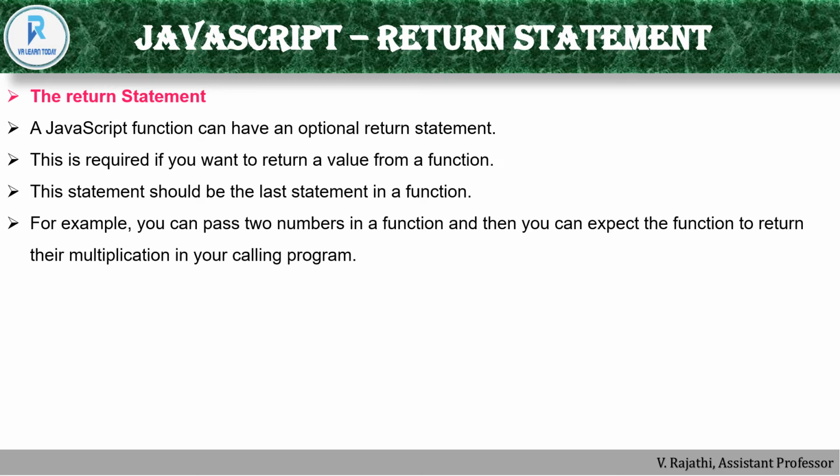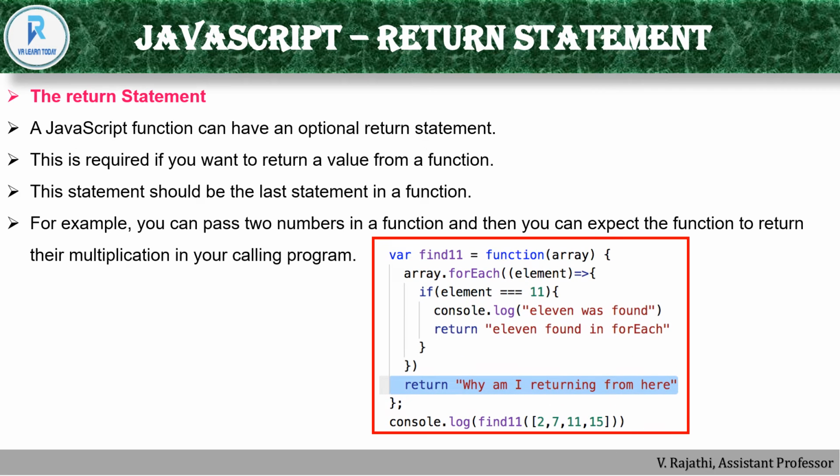Next, the final one is the return statement. A JavaScript function can have an optional return statement. This is required if you want to return any value from the function. This statement should be the last statement in a function. For example, you can pass two numbers to a function, then you can expect the function to return their multiplication in your calling program. So this is the highlighting part. We have to use the return statement. Return is a keyword.